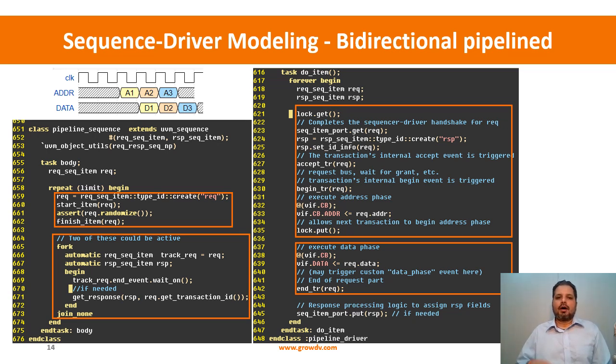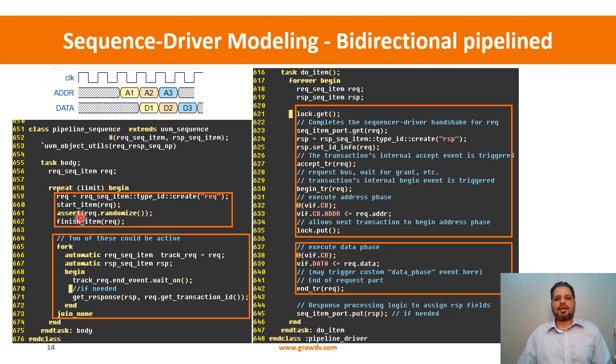We will now correlate between the sequence and the driver that we were looking at. The basic driver structure we have already established. So let's look at the sequence, and then we will match them together. So we have the pipeline sequence. Of course, this request item and response item are matching.